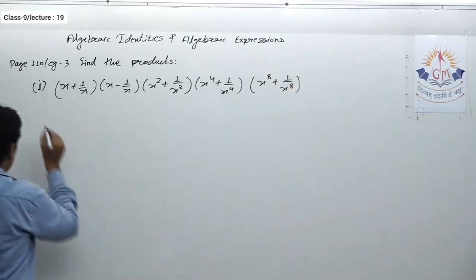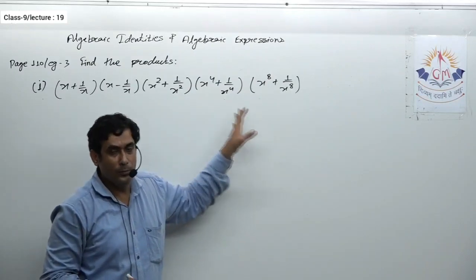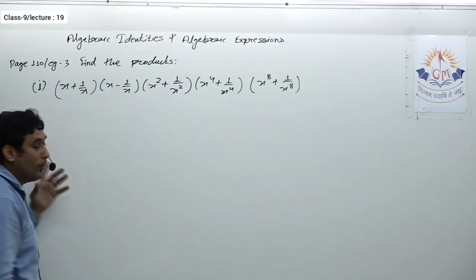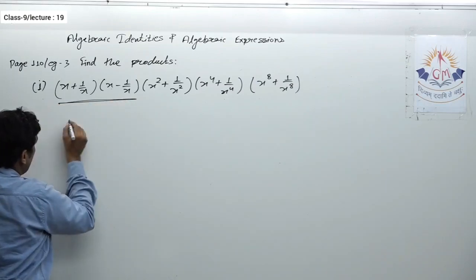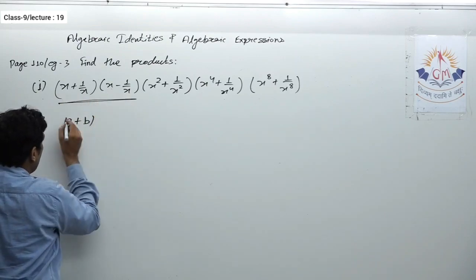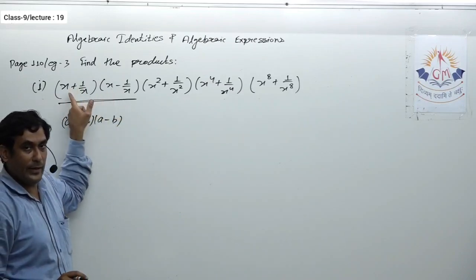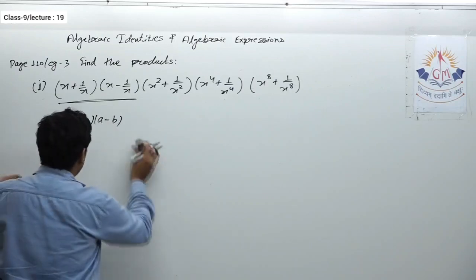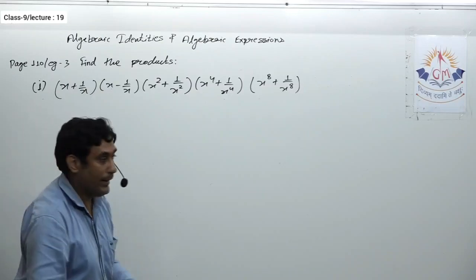Okay, so now we have to multiply this. Definitely we won't multiply term to term, because if we do so, it will take too much time. So we have to think about identities. If you observe these two, you can say this is the sum of two quantities and the difference of two quantities, isn't it? And those two quantities are the same. That means it is a plus b, a minus b. And whenever we have the identity a plus b into a minus b, it is equal to a square minus b square.